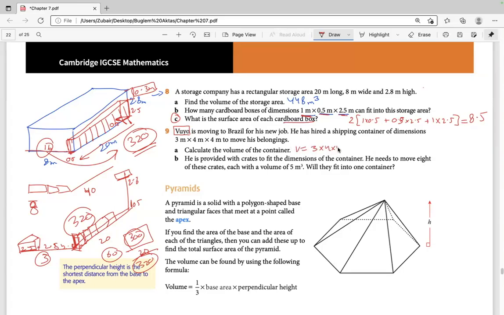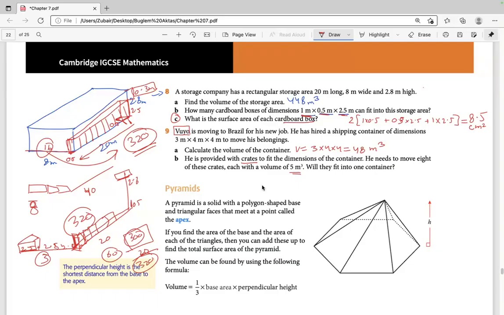Length into breadth into height. 48 meter cube. He is provided with crates to fit the dimensions of the container. He needs to move 8 of these crates with a volume of 5 cm cube. Will they fit into one container?